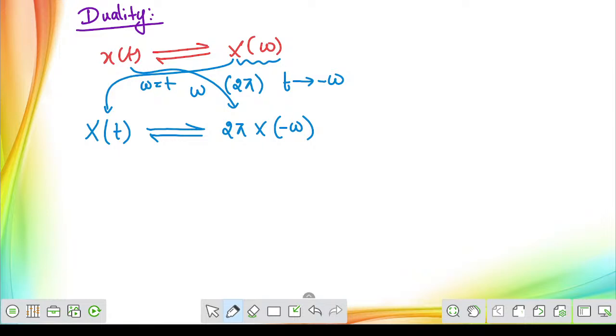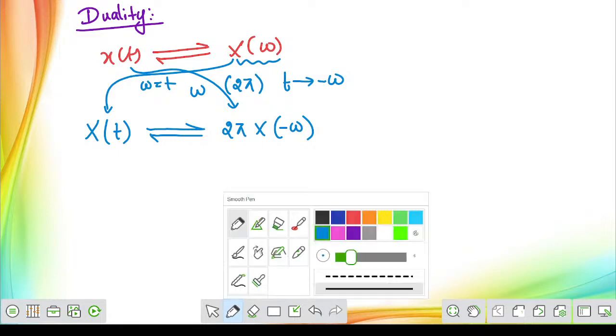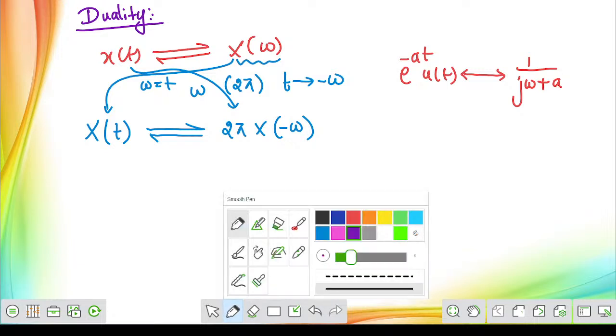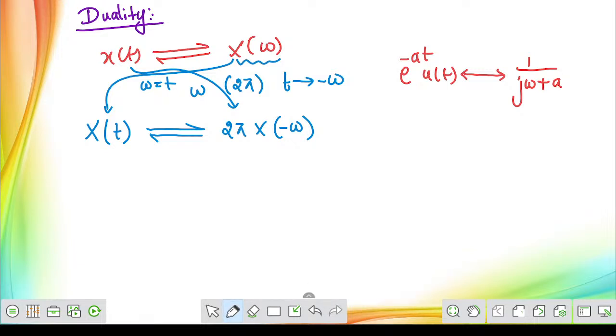I will give examples, don't worry. For example, if I have a signal e power minus at into u of t, we all know its correspondent Fourier transform can be written as, how will you write down its Fourier transform, sir? 1 upon j times omega plus a. Now what they will do in the examination is, they will apply the property of duality here.